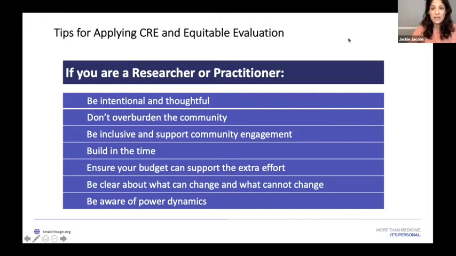I think that's one of our key lessons learned as well, is there are some things that are built within a project, either determined by the funder or the intent of the program evaluation, that can't be changed. And it's really important when using feedback from the community to help drive this work, that you're clear about what can and cannot be changed. And finally, be aware of the power dynamics.